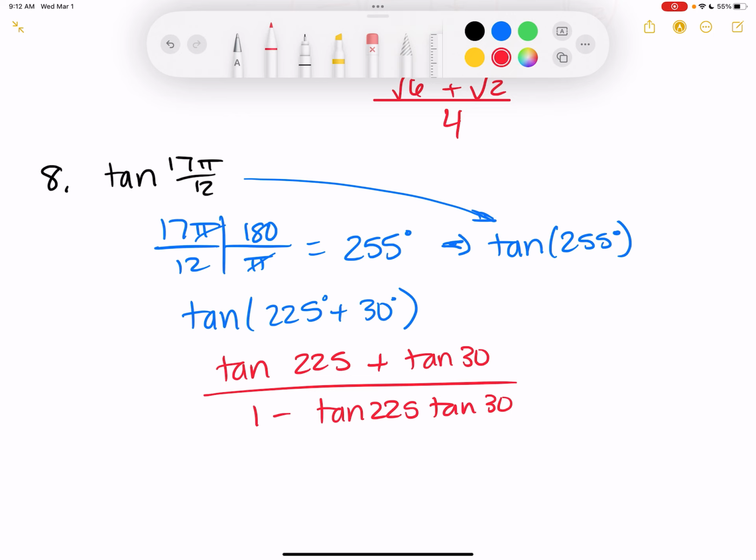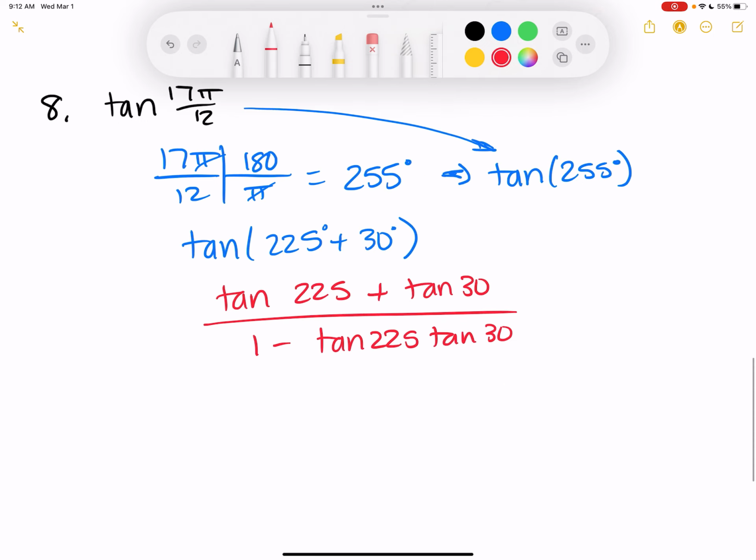So, what is the tangent of 225? Just one. Okay, sorry. I was trying to find it on the thing and I just could not zone in on where the tangent was. And then tangent of 30?